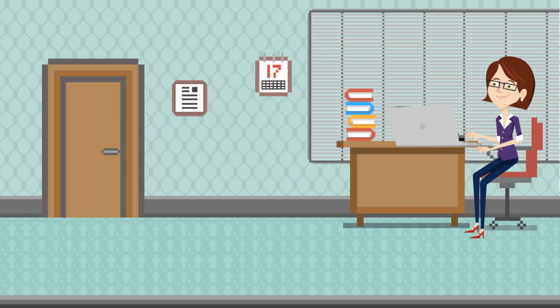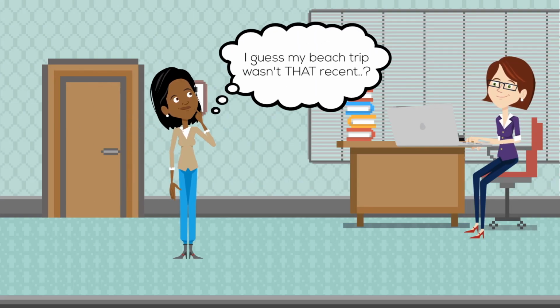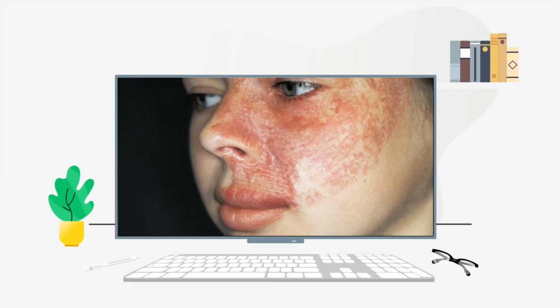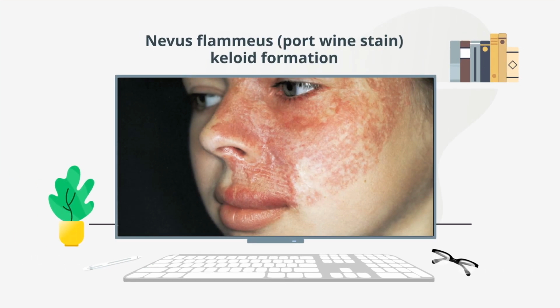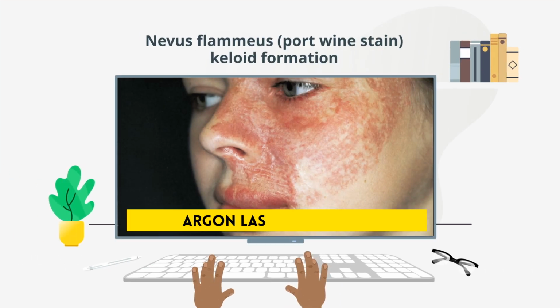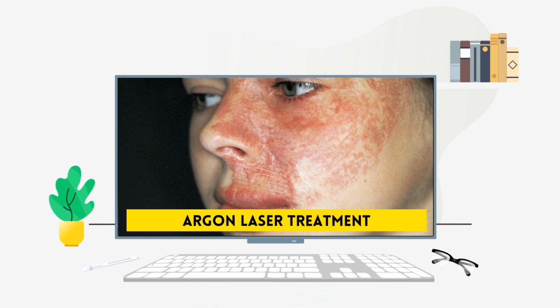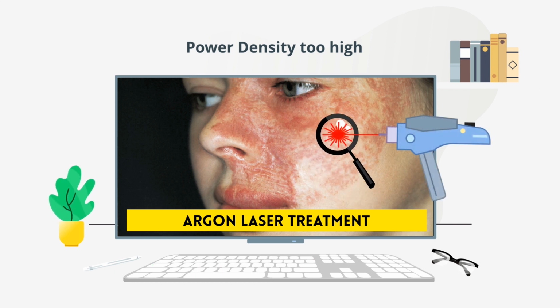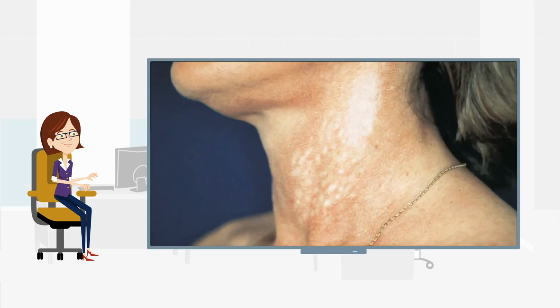Other factors can contribute as well. For example, the client may not have disclosed recent sun exposure, and the therapist may not have taken into account the skin type. In this next example, this client has developed keloids after an argon laser treatment of a nevus flammeus, or more commonly known as port wine stain. The power density was possibly set too high. A focusing lens may have been used, thus reducing the area of concentration and making the beam more intense.